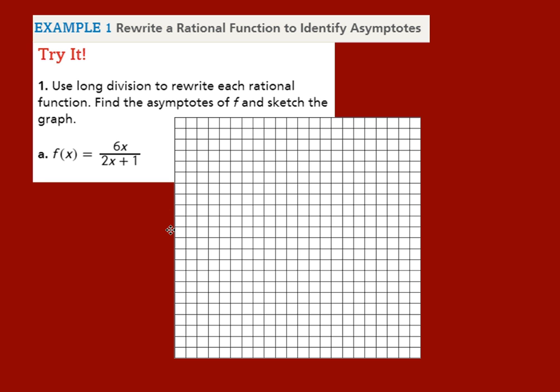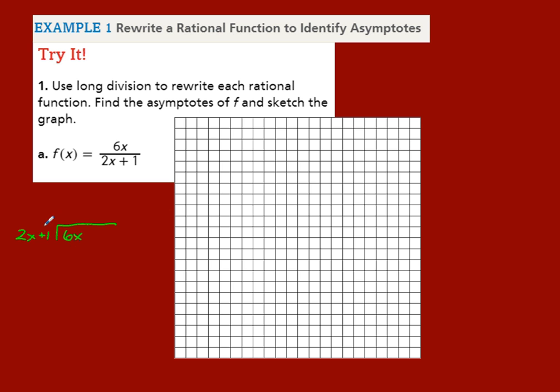Okay, so we're going to use long division first. We're going to use long division to divide 6x by 2x plus 1. Now remember when we set up long division, the numerator goes inside the house. And that's weird. My screen's turned sideways here. Sorry. It'll be like this. 6x inside and 2x plus 1 outside. Now these problems are going to be quick long division problems, but they're still long division problems.